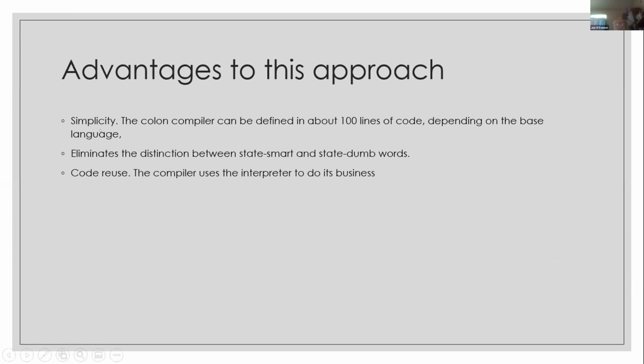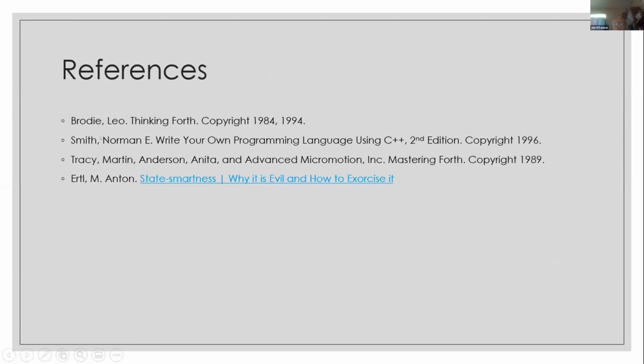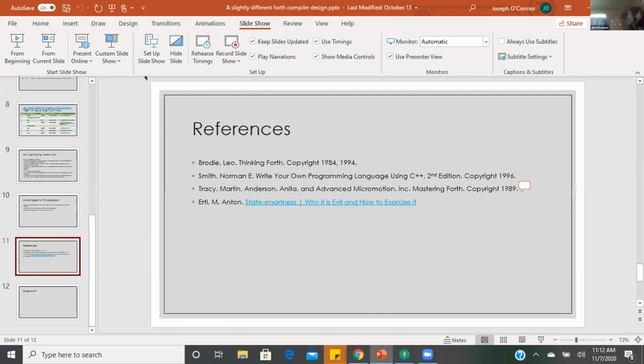So the advantages of this approach are simplicity. The colon compiler can be defined in about 100 lines of code, depending on the base language. I think that's about how long it is in the JavaScript version. It eliminates the distinction between state smart and state dumb words. So another advantage is code reuse. The compiler is essentially using the interpreter to do its business. So here are my references. Any questions?